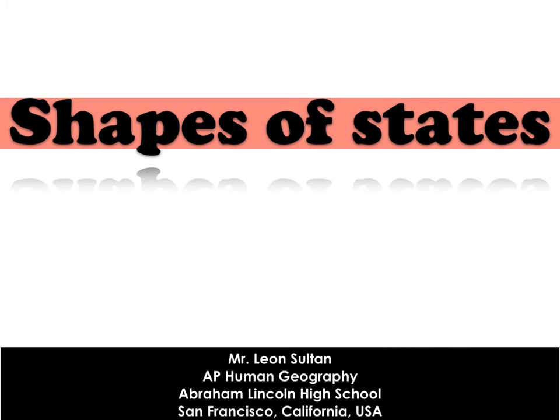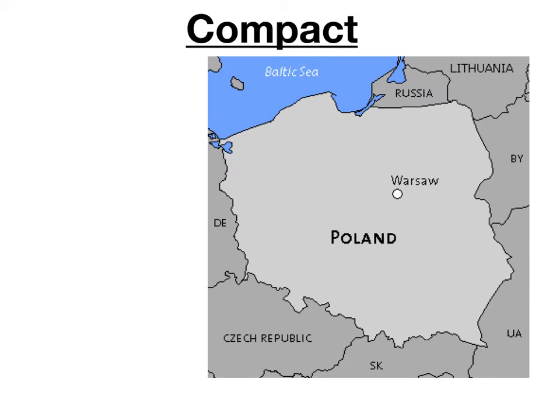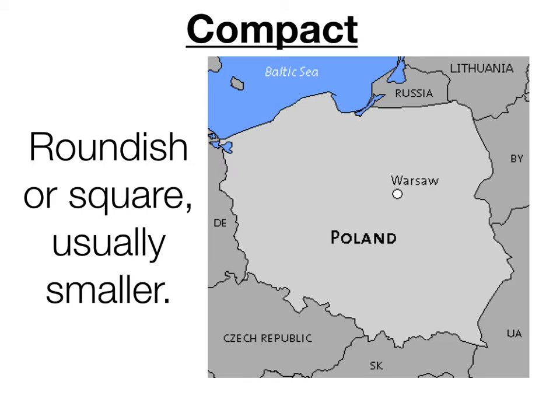Okay, we're going to move to the next topic here, which is the shapes of states. There are a lot of different states in the world, and there are a few different terms that we use to describe the types of shapes of states. The first term that we're going to use is compact. A compact state is roundish or square. It doesn't have to be perfect. Obviously, this state has physical political boundaries, but generally speaking it's a roundish or squarish shape and compact. An example here is Poland.